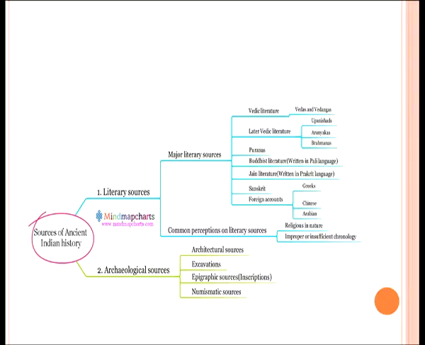Likewise, what are the common perceptions of these literary sources? That is, they are religious in nature and sometimes they have improper or insufficient chronology. If we come to archaeological sources, there are architectural resources, then there are excavations, epigraphic resources, that is inscriptions, and also numismatic resources. So, this gives us a very clear idea as to what all resources we have when we talk about ancient Indian history.